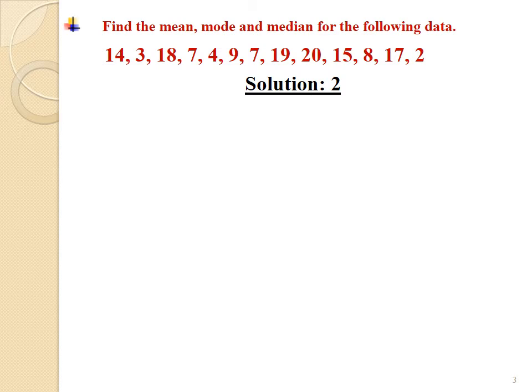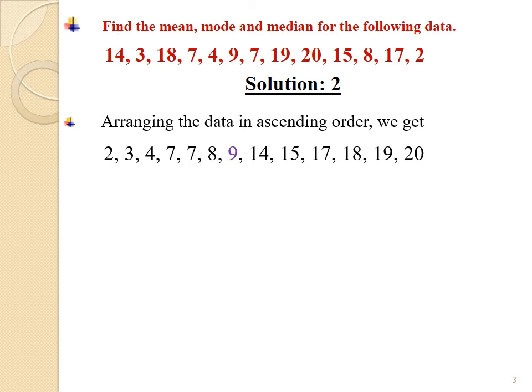So now, let us solve sum number 2 and find out the mean, mode and median of the given data. First of all, arranging the given data in ascending order, we get 2, 3, 4, 7, 7, 8, 9, 14, 15, 17, 18, 19 and 20.